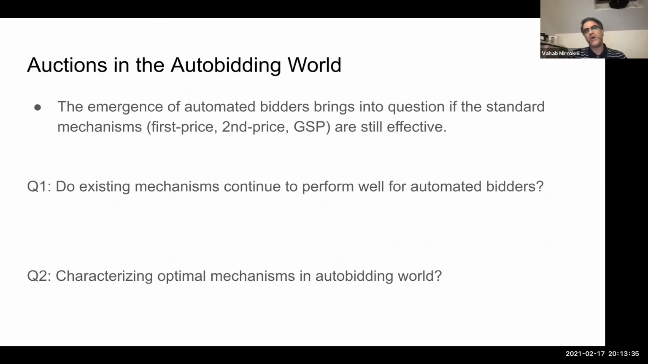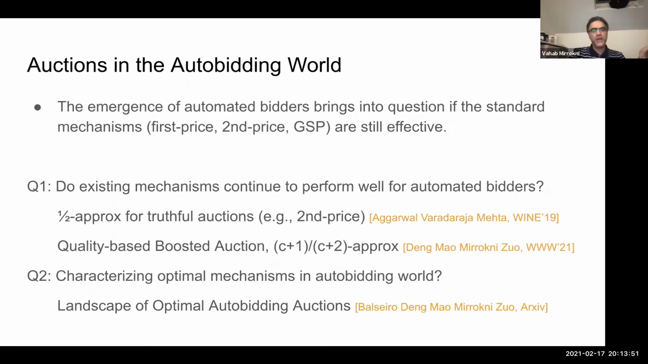Having this in mind, there is a question of what type of auctions are good for this type of markets. The question is, are the existing market auctions, for example, first price, second price, or GSP, appropriate? Can we characterize the optimal mechanisms in this new world? And the answer to the first question is maybe.